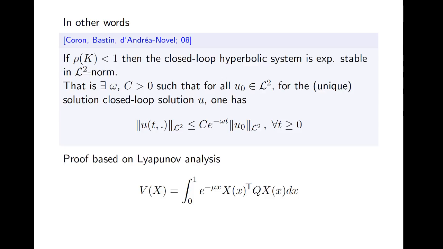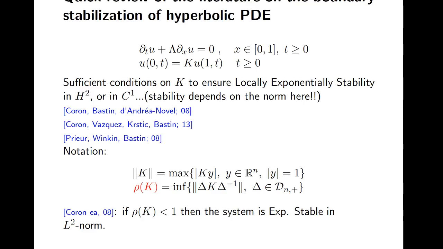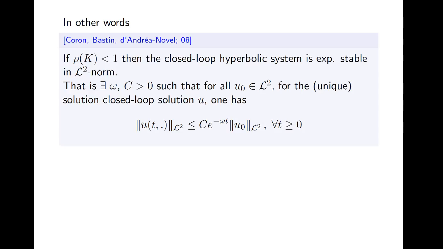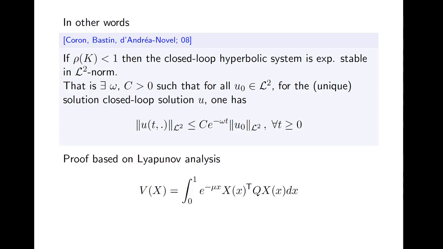Okay, the proof is based on this Lyapunov function, essentially. So you pick this Lyapunov function, you compute the derivative along the trajectory of your system, which is somewhat delicate, I will show this later. Then you show that under the assumption that we put on K, this can be upper bounded, as we normally do for finite dimensional systems. It's pretty much the same stuff.